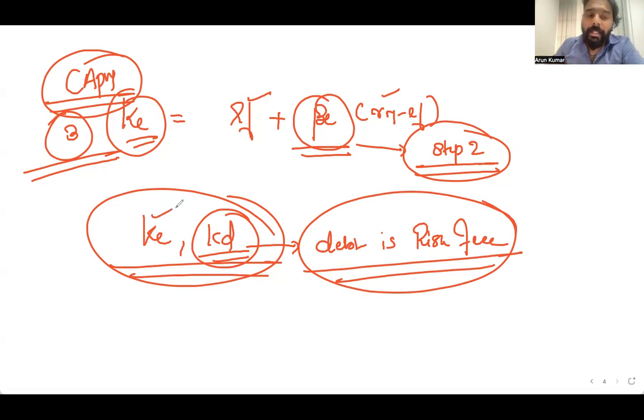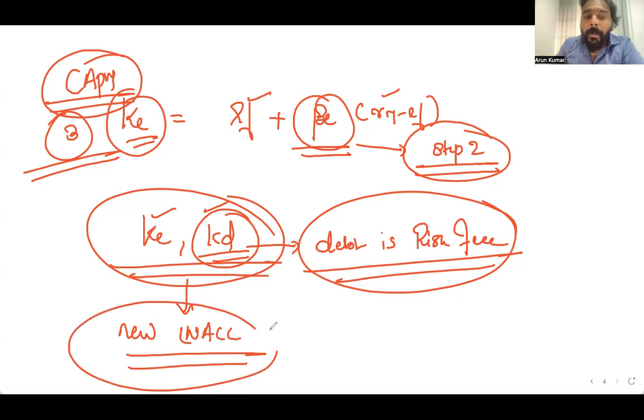So we have got the KE and KD figures. Using that, we will be calculating a new WACC, which is adjusted for the risk. And using that WACC, we will calculate the NPV.